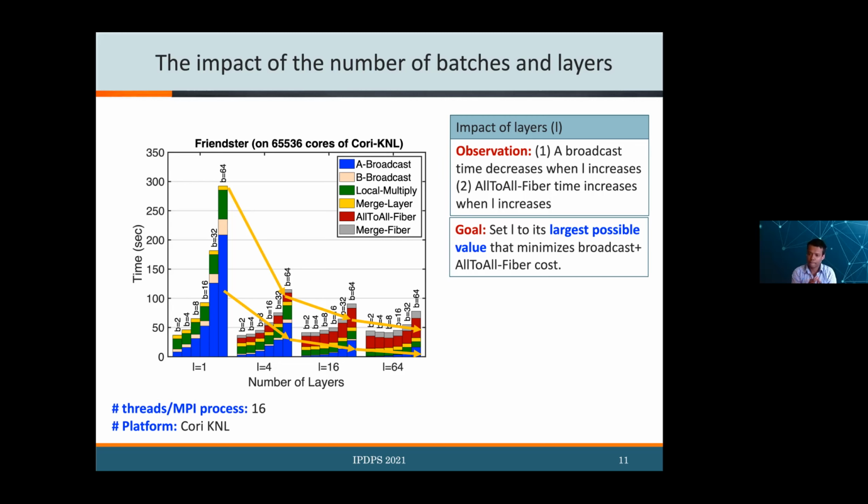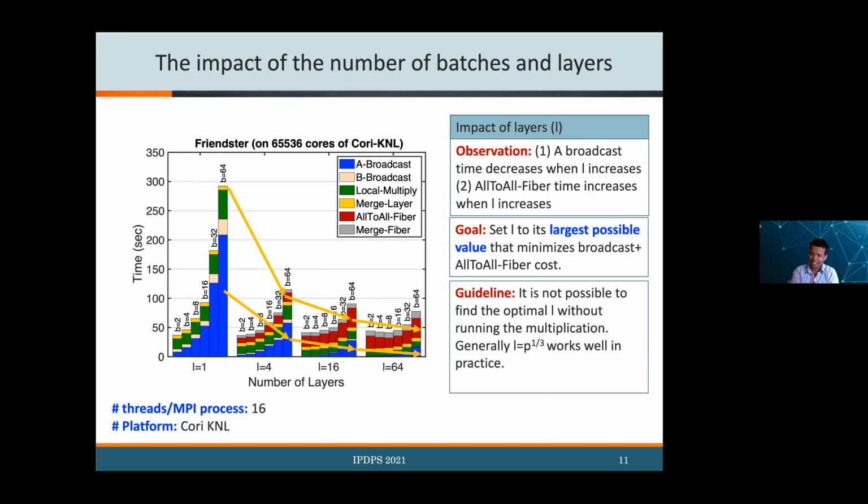This is our goal. While it is not possible to find the optimum value of the number of layers without running the multiplication, our rule of thumb is that if we have P processes, then P to the power 1/3 may work well in practice. We have discussed the logic in the paper.